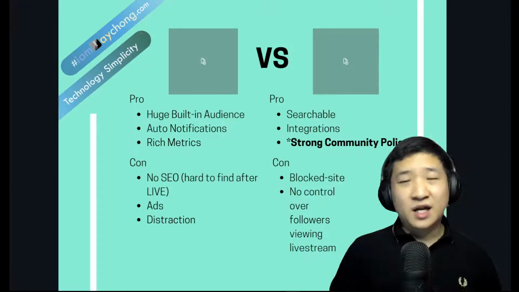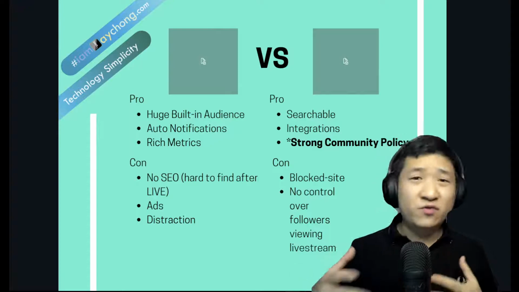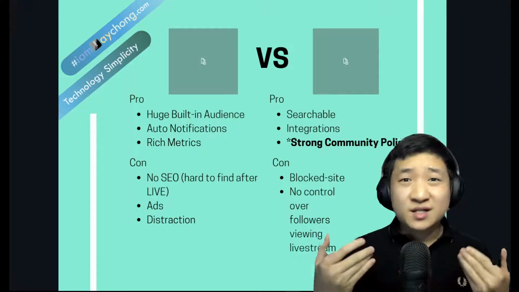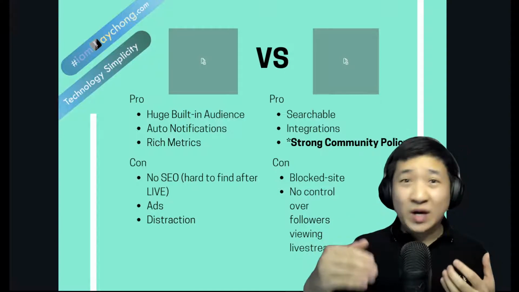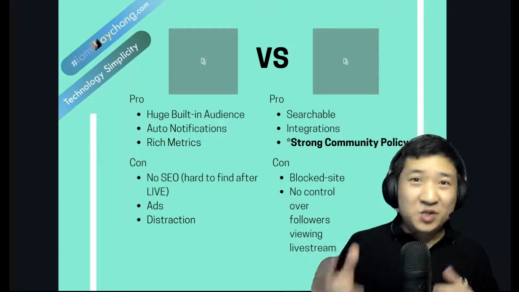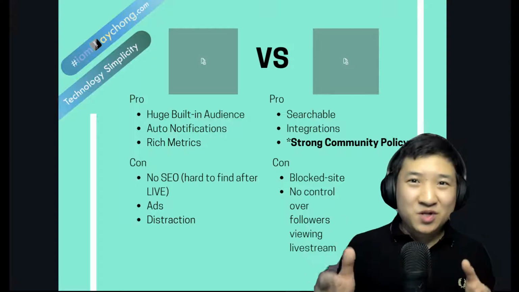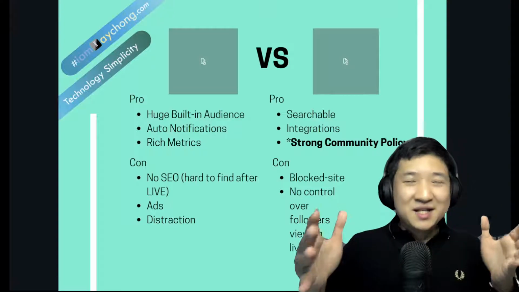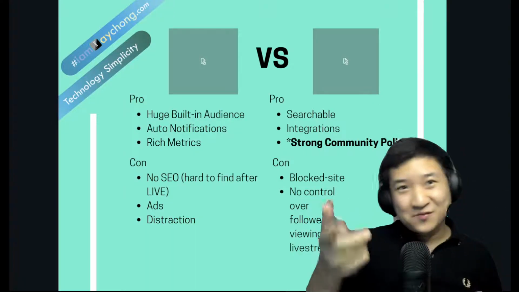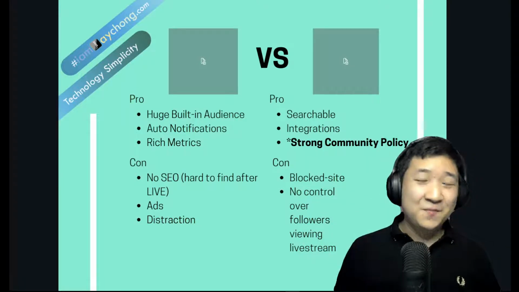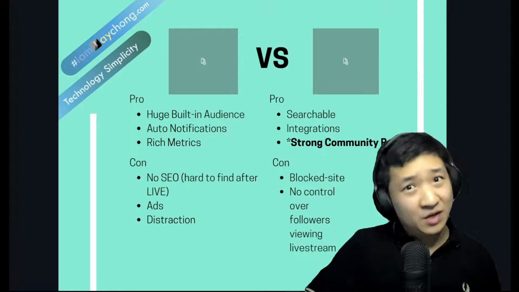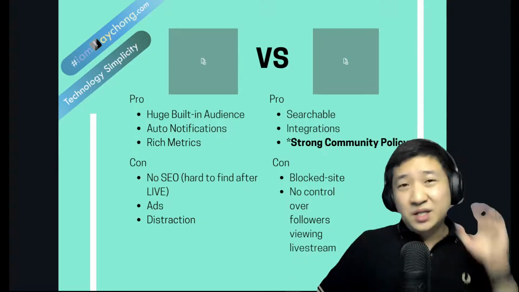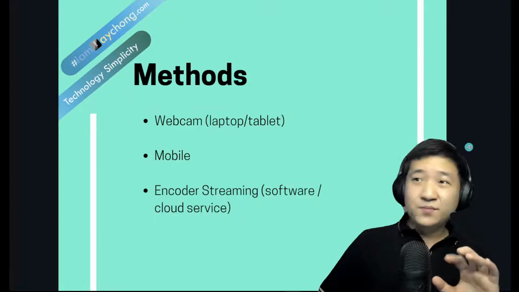That's one thing. And of course, you can't control followers viewing the live stream because there's no auto notification to people outside of your subscribers. This is why whenever you go to YouTube, they always say, please subscribe to my channel. You remember that? This is the reason, because they want the auto notification to go directly to subscribers only. So this is the major difference.